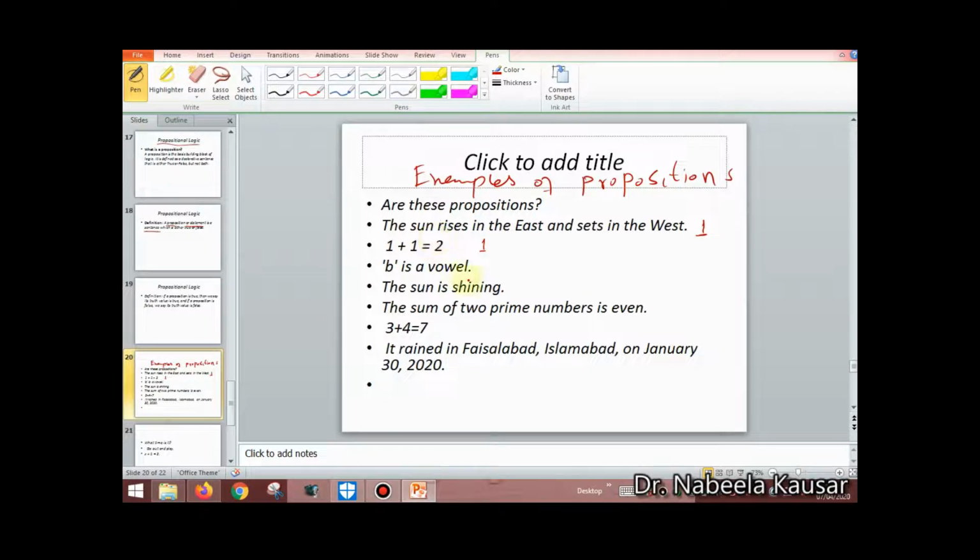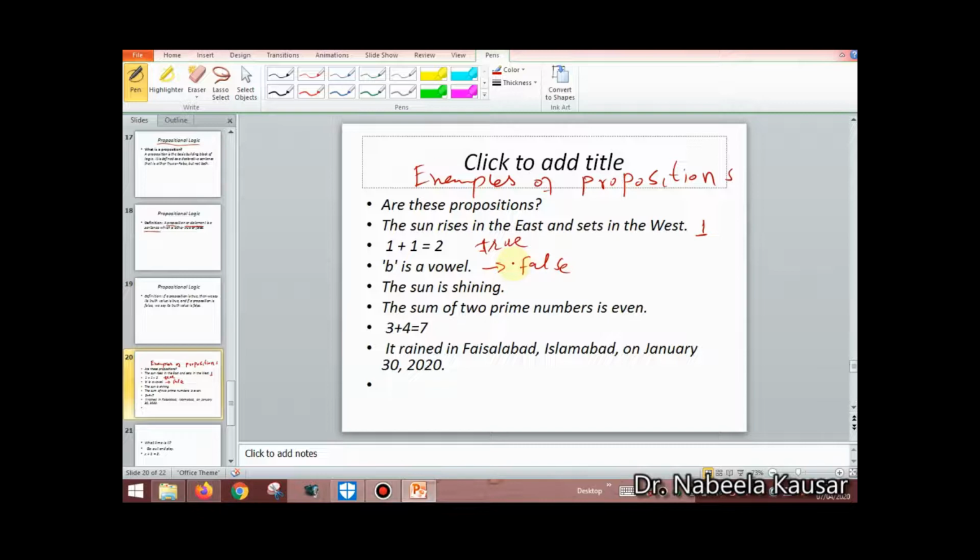B is a vowel. Yes, it is a proposition, but its truth value is false, because B is not a vowel. Vowels include A, E, I, O, U. B is not a vowel, so its truth value is false.